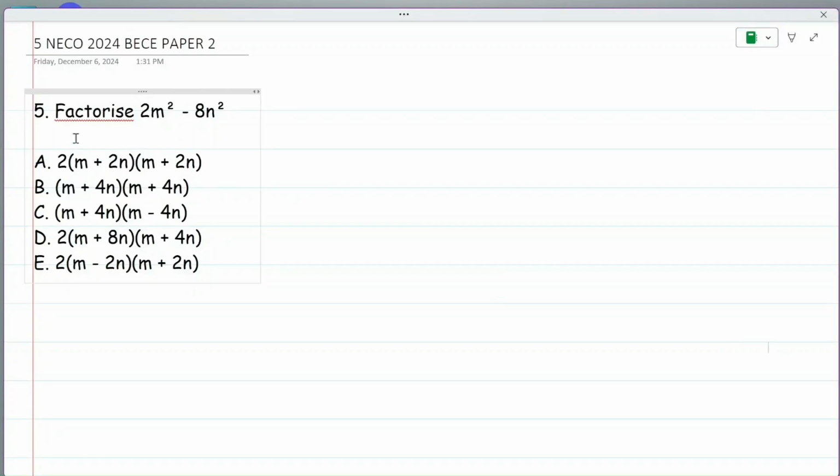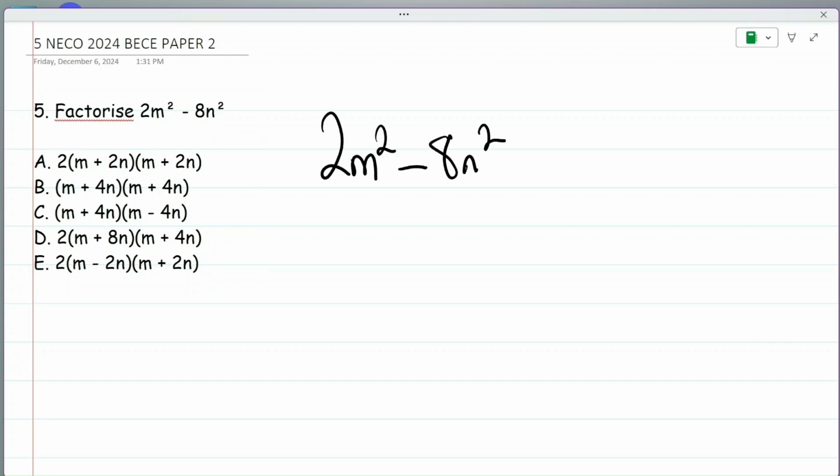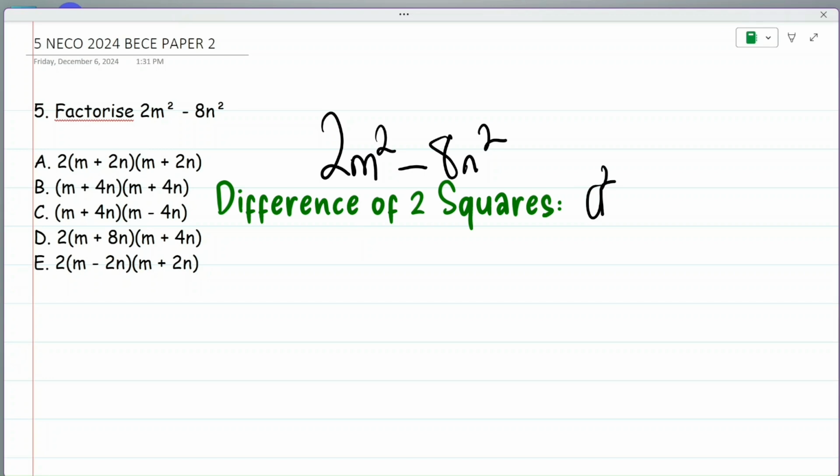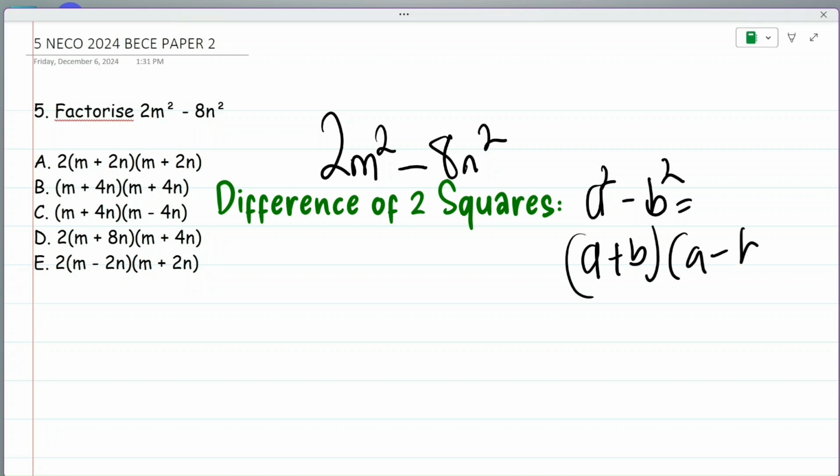Question 5 says factorize 2m squared minus 8n squared. You have 2m squared minus 8n squared. This is not a strict factorization question. It has difference of two squares in it, where you have a squared minus b squared. If you factorize a squared minus b squared, you have a plus b in bracket a minus b.